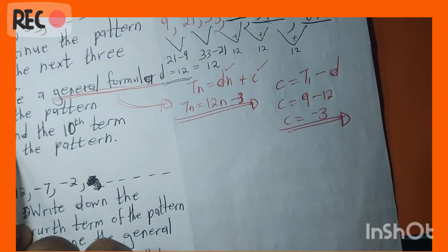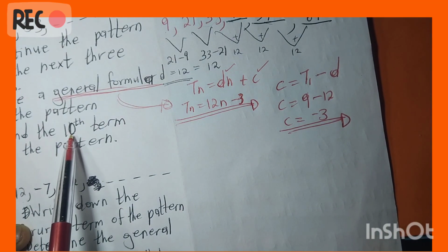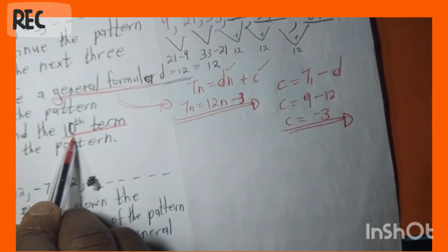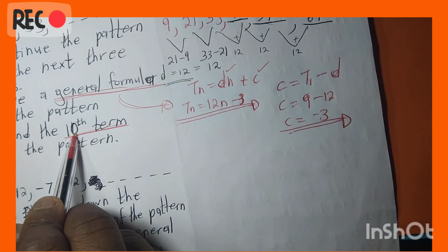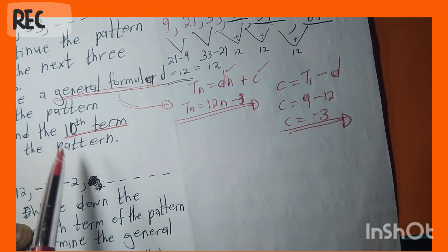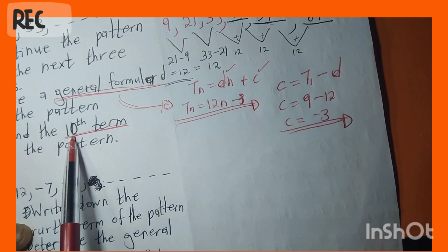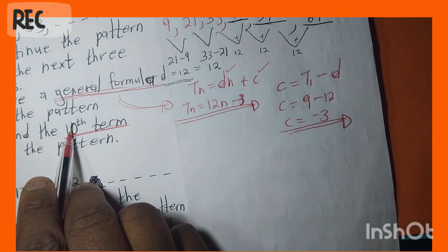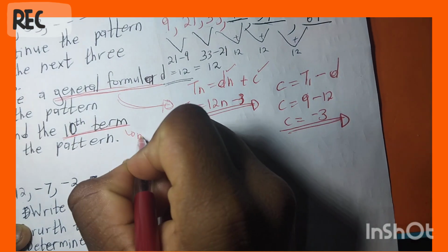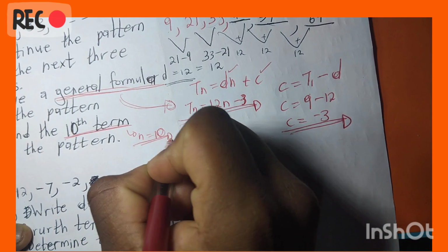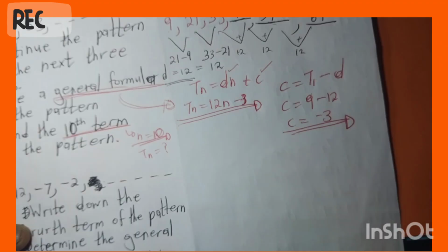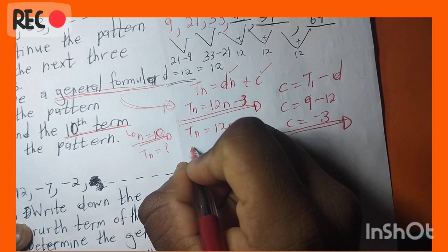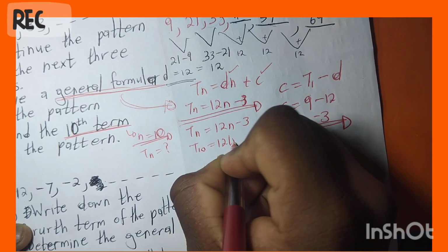Then now, the last question will say find the 10th term for the pattern. They ask you about position 10. They want to know at position 10, your pattern, what will it be? Meaning here I'm given n now, and I got the equation. So where there is n, I'll put 10.